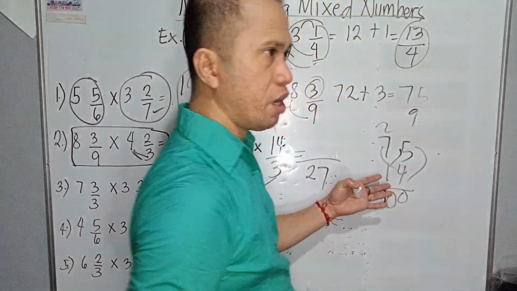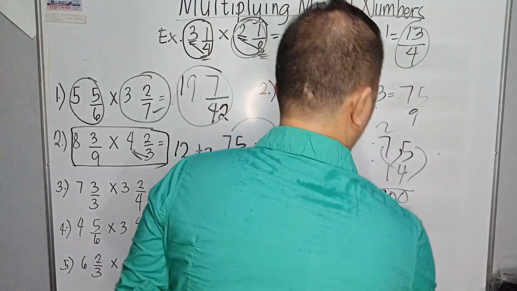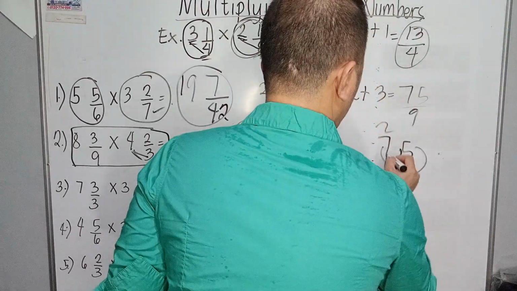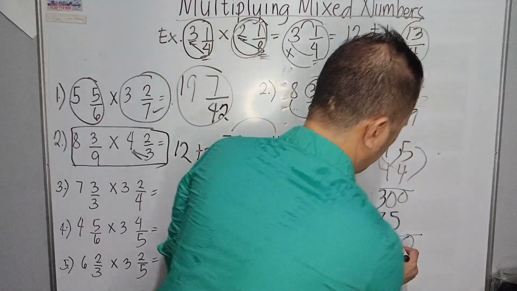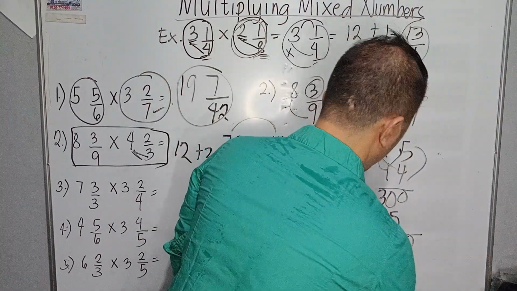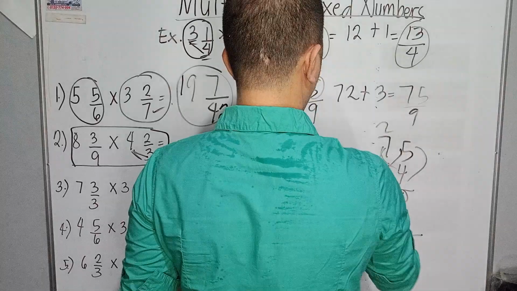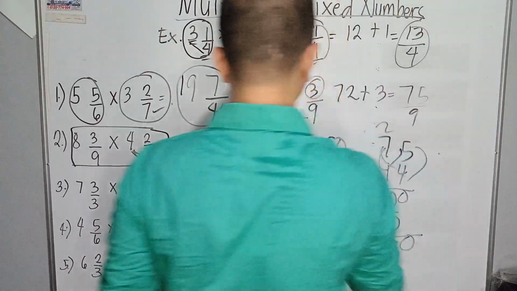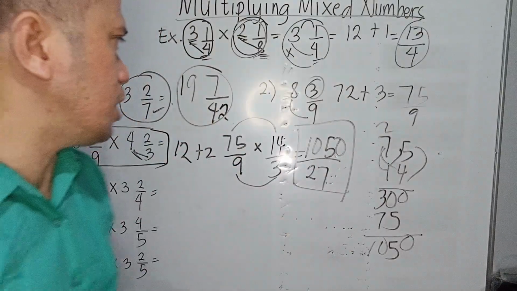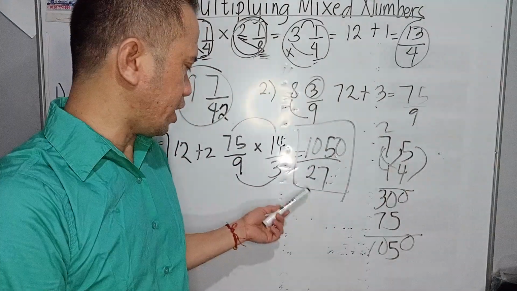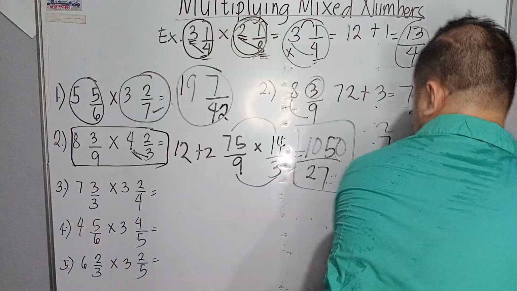So 1 times 5 is 5. So bring down 5. Then 1 times 7 is 7. Then add. Bring down 5. So let's have first here our answer, 1050 over 27. And you can simplify it also, guys, if you need to simplify that.